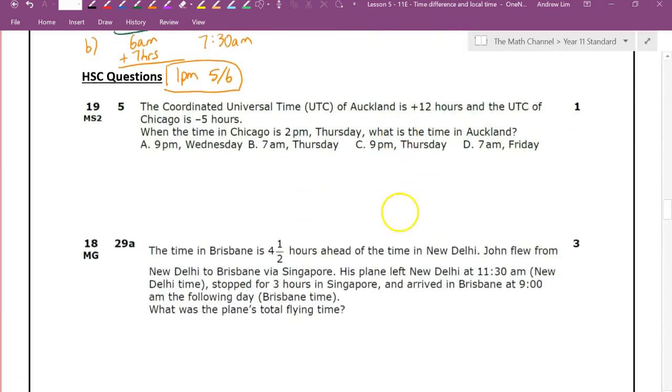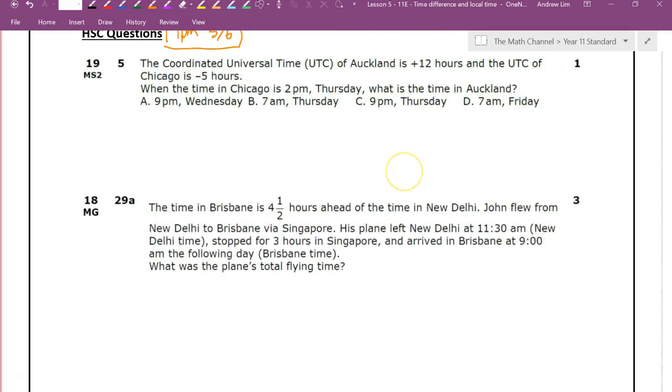Alright, HSC questions. 2019, question 5. The coordinated universal time UTC of Auckland is plus 12 hours and the UTC of Chicago is minus 5 hours. When the time in Chicago is 2 p.m. Thursday, what is the time in Auckland? And 2018, question 29A, the time in Brisbane is 4.5 hours ahead of the time in New Delhi. Have a go with these two questions. Just pause the video and then we can check answers.